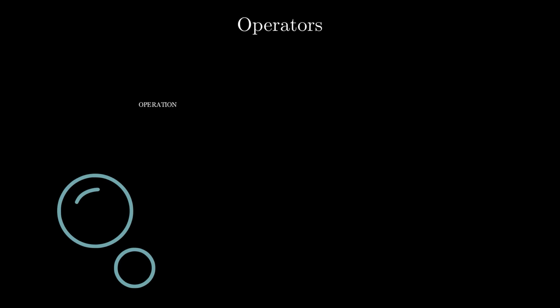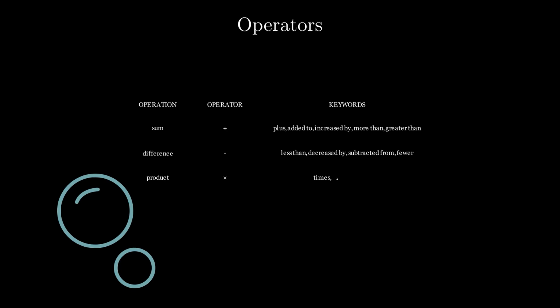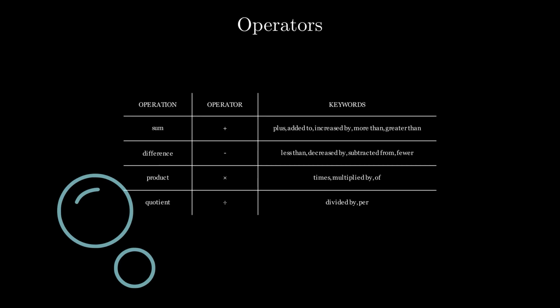Let's now look at different operators used in expressions. This table shows the primary operators used in expressions. For example, the plus operator tells us to add 2 or more quantities. Keywords like plus, added to, increased by, more than, greater than are used to indicate addition in expressions. Next we have the minus operator. The minus operator tells us to subtract one quantity from another, and keywords like less than, decreased by, subtracted by, fewer are used to indicate subtraction in expressions.